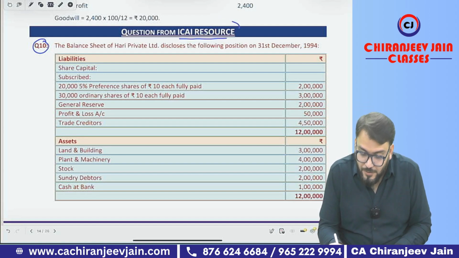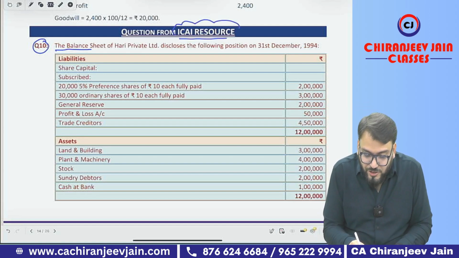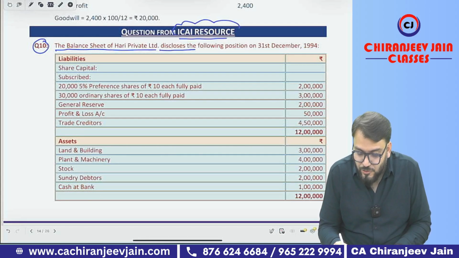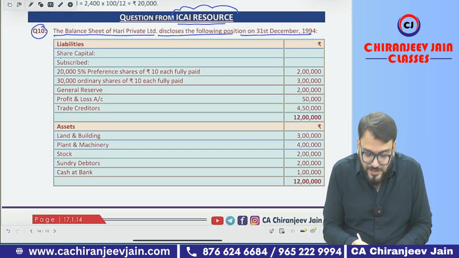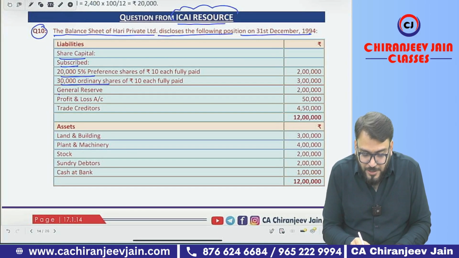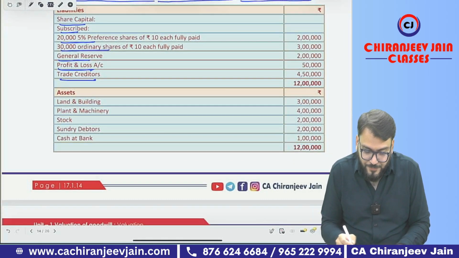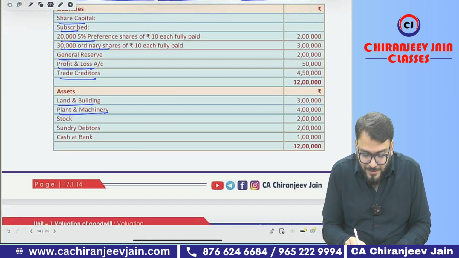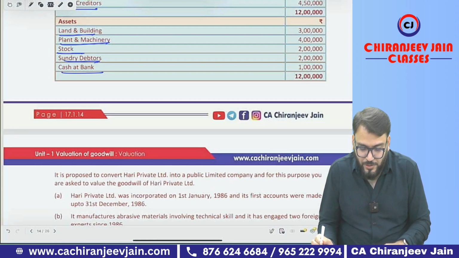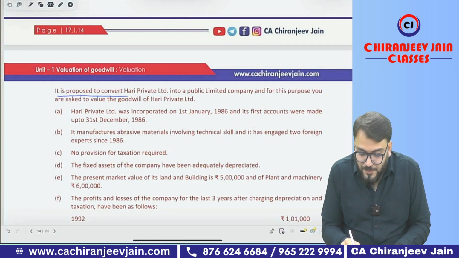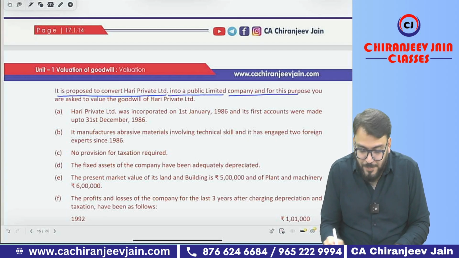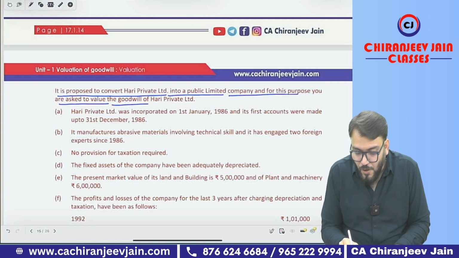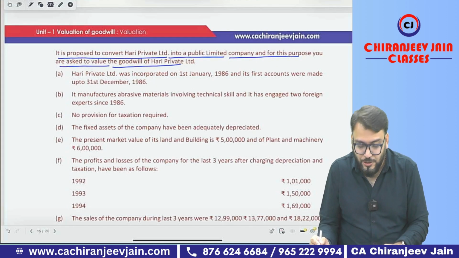The balance sheet of Hari Private Limited disclosed the following position on 31st December 1994. You can see they have given share capital subscribed, preference share capital, ordinary share capital, general reserve, profit and loss account, trade creditor. Then they have given land and building, plant and machinery, stock, debtor, cash at bank. It is proposed to convert Hari Private Limited into a public limited company, and for this purpose you are asked to value the goodwill of Hari Private Limited. Okay, we need to value the goodwill.